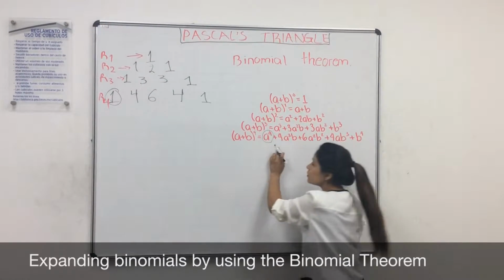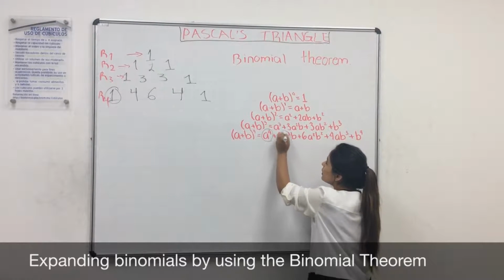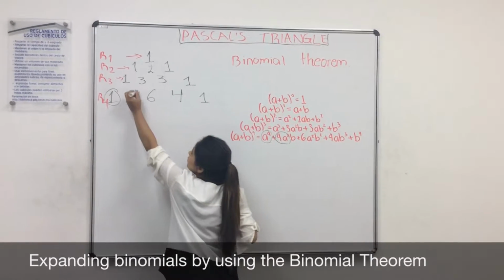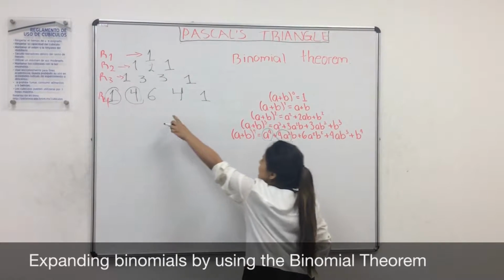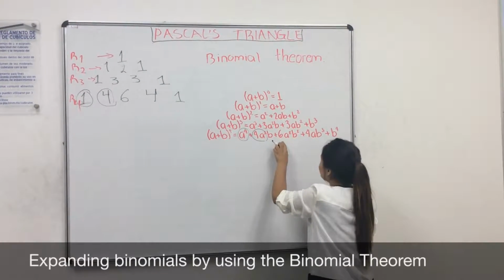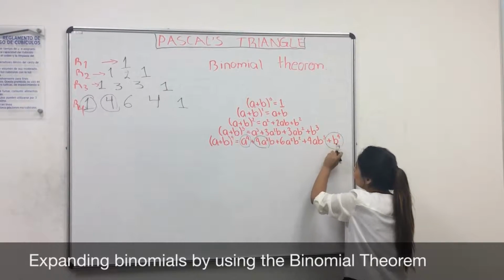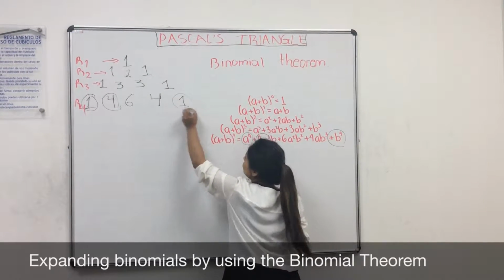In the second term, we know that we have 4. So here it is going to be 4. And like that until we end at 1, like here.